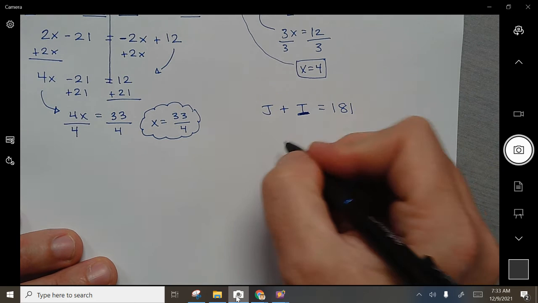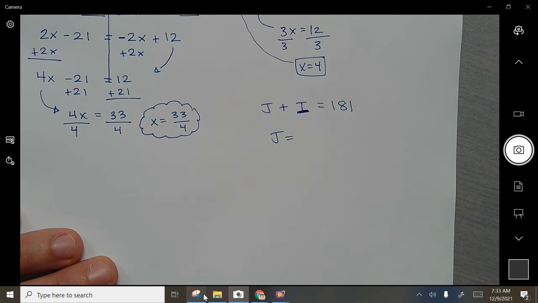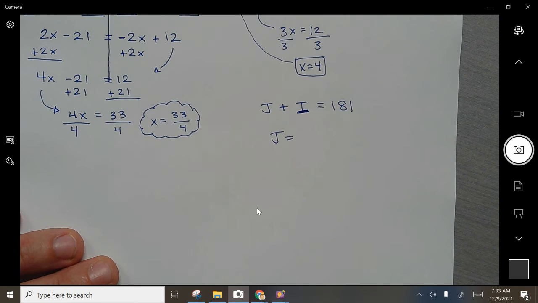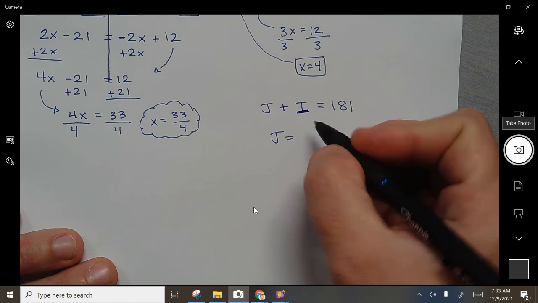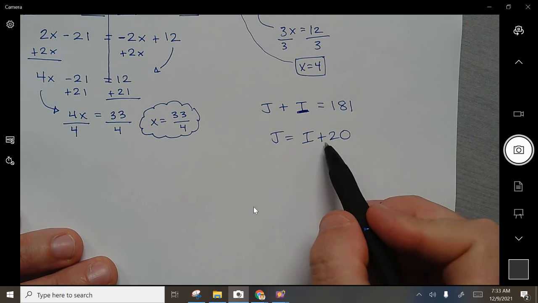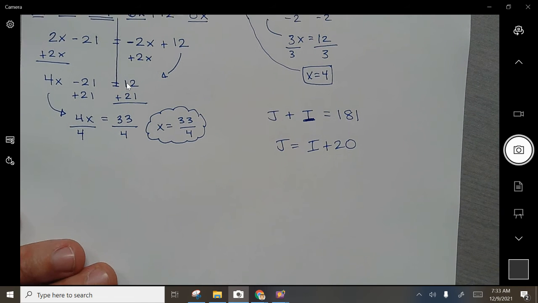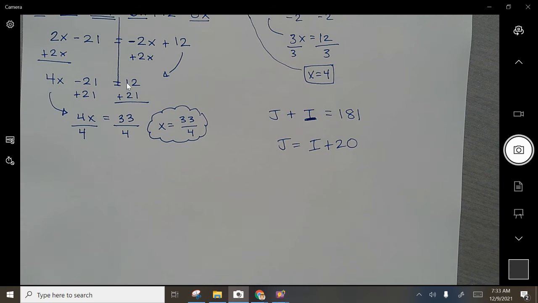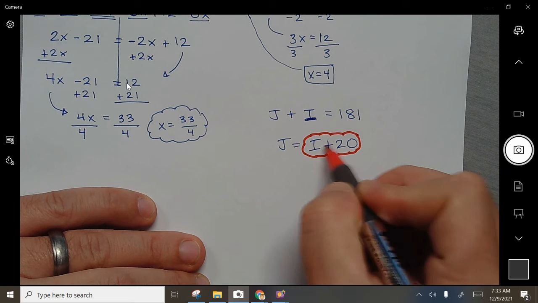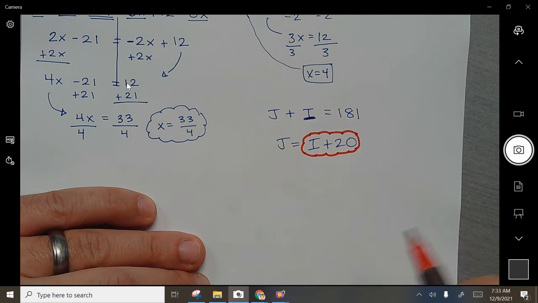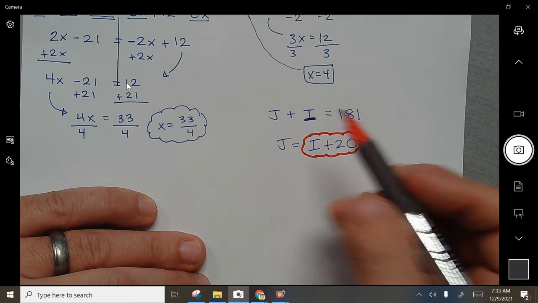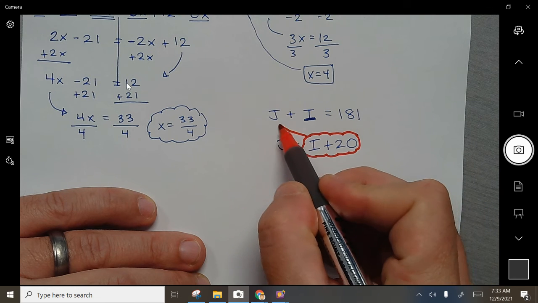And then John, did he spend more? Yeah, John spent more than Isaiah. $20 more. So John equals Isaiah plus 20. If you put 20 plus I, that's okay. That's not wrong. But then let's just make sure we understand what we're doing now. We have a piece of the puzzle. What does all of this equal? It equals John. So now we can use this to plug it in to solve for John, or to solve for Isaiah.